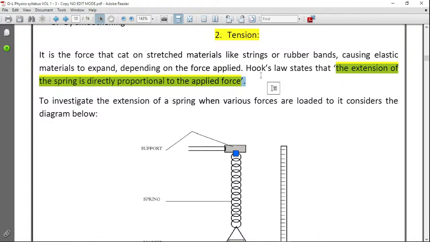So Hooke's law states, and this is how you have to say it during the GCE, that the force applied on an elastic material is directly proportional to its extension, provided the elastic limit is not exceeded.